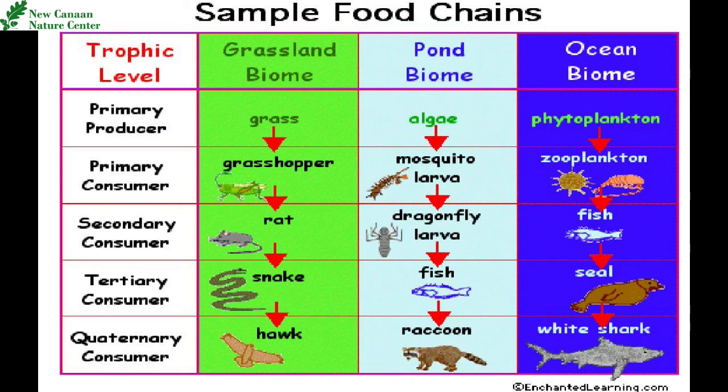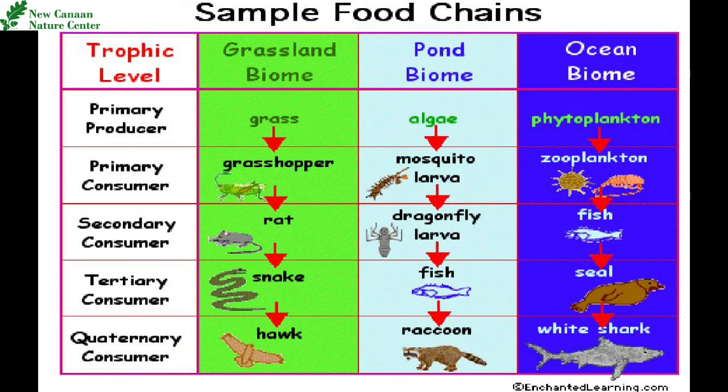You can see here it starts off with grass. So those primary producers, those are the plants. They're getting that energy from the sun. They're taking that energy from the sun and they're giving it to those animals that need it. So when the animal eats the plant, it carries on that energy and then it passes on to the next animal that eats it. And it keeps going all the way down to that quaternary consumer.